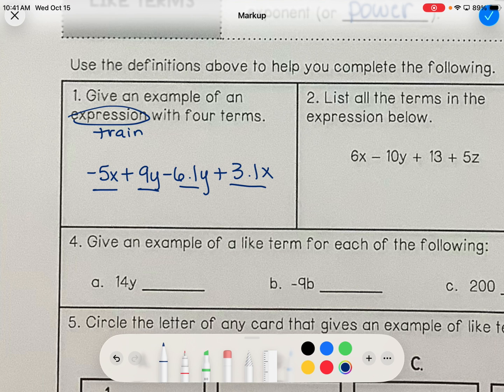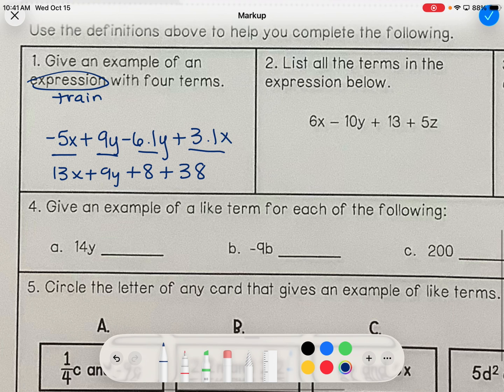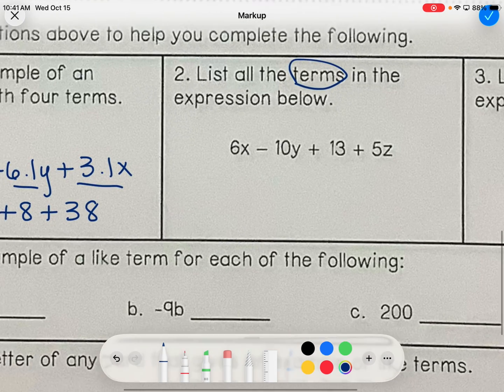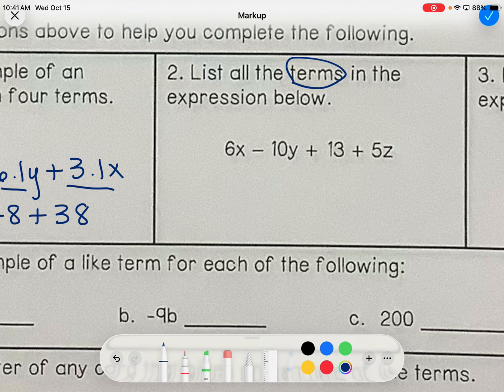Fernanda, what did you have? I had 13x plus 9y plus 8 plus 38. Okay, same thing. Does that work? Yes, you have 1, 2, 3, 4 carts connected by addition. Okay, now list all of the terms in the expression below. So remember, which ones are our terms? The what of the train? Single part. The single cart. Good job.